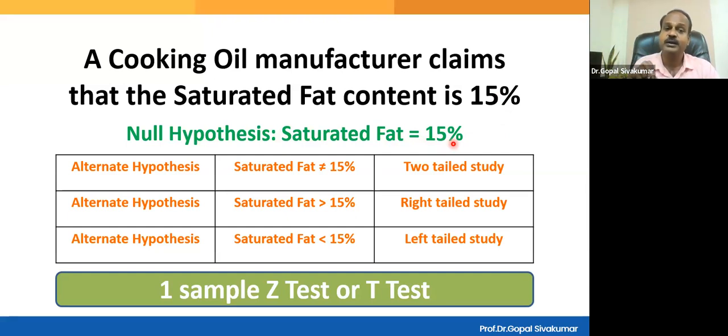Now, what will I do? I will buy a sample of cooking oil from the market and test them and see how much is the actual fat content. Let's say I take 10 samples and so I have 10 readings. After having 10 readings, what can I do? I will see the average fat content. Am I right? I can also study the variation in my 10 readings. Should I study or not?